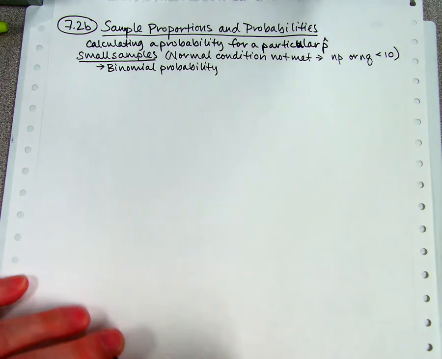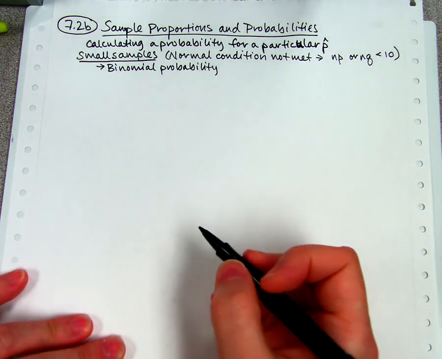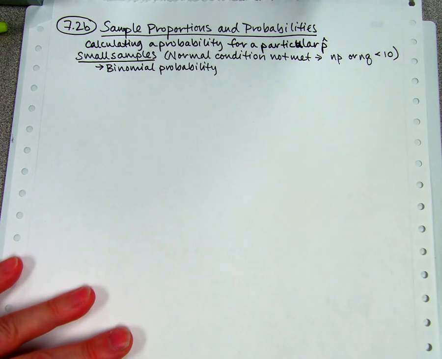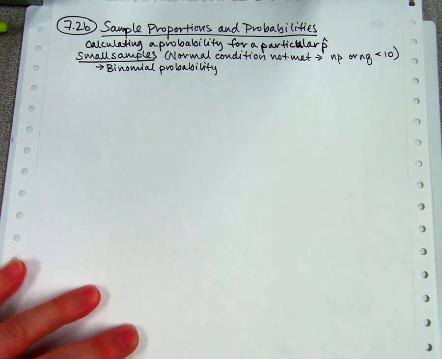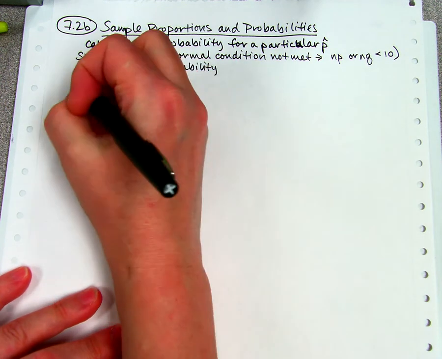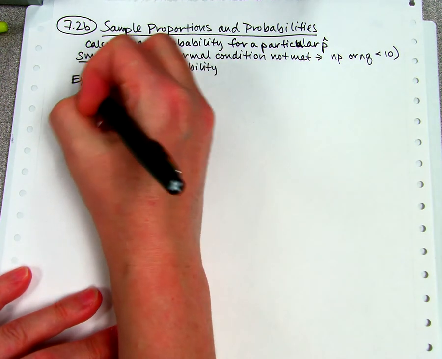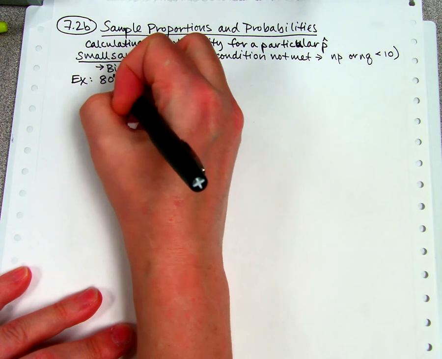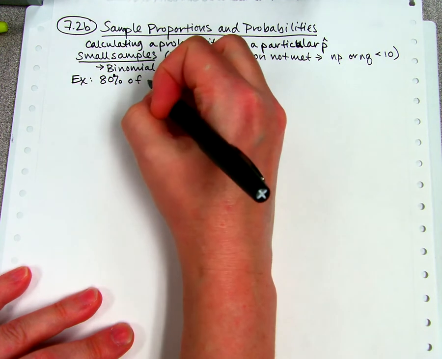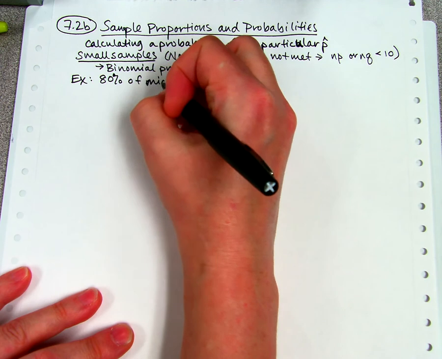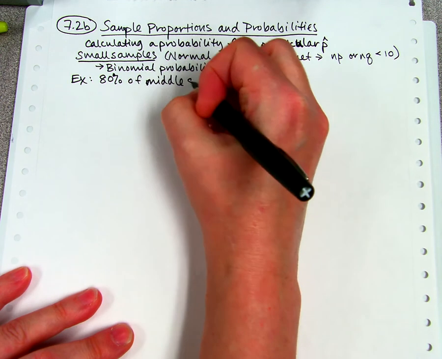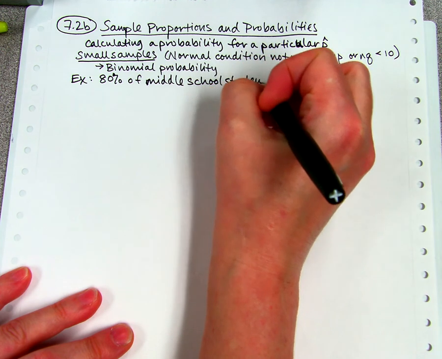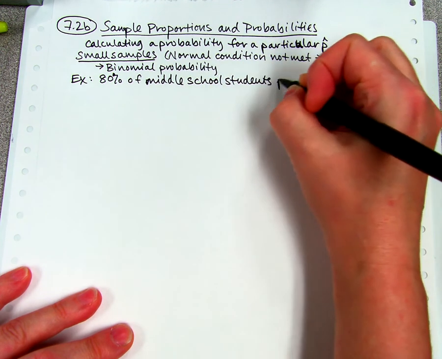Like in chapter 6. So I'm going to do an example, and I'm going to do 2 methods on this, the chapter 6 method and then shifting into what we're doing in chapter 7 so that you can see them side by side. Let's just write down what the example is. Let's say we have 80% of all middle school students plan to go to college.